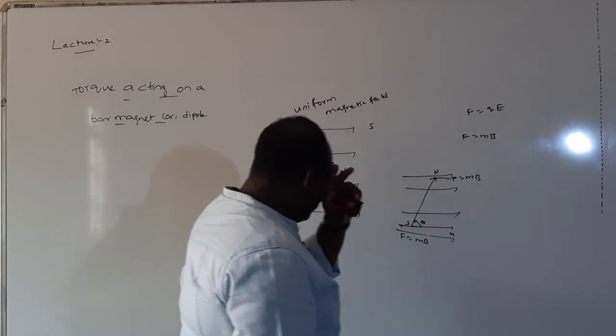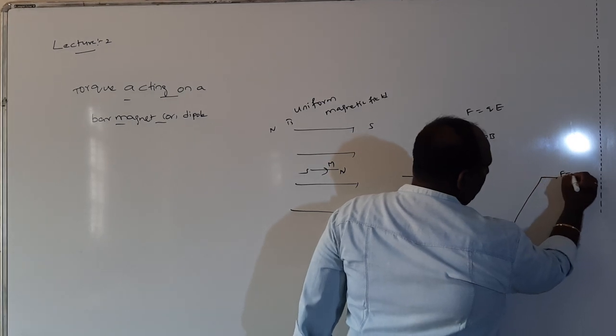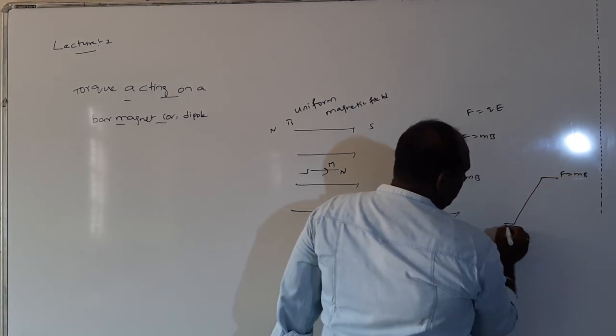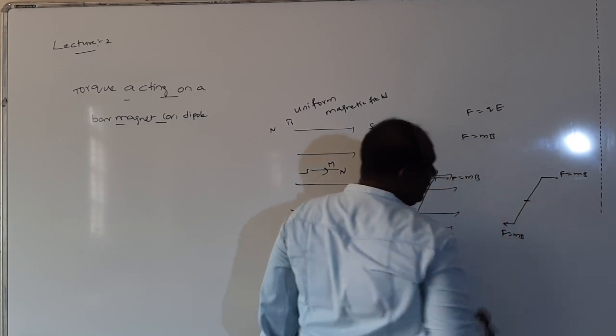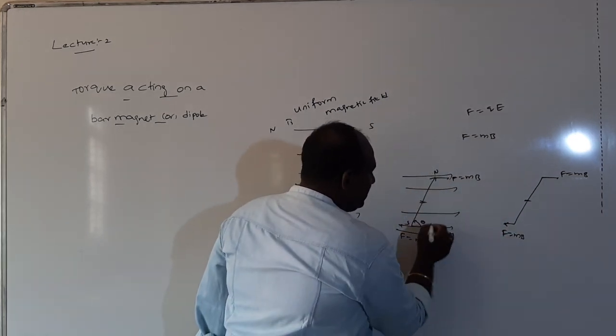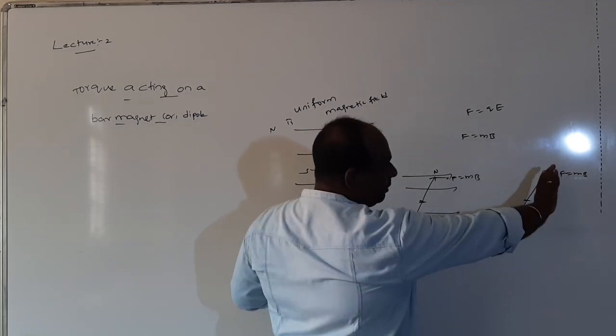See here, I will draw the diagram clearly. This is a magnetic dipole. On this dipole, one force mB acts in this direction, and one force mB acts in the opposite direction. If the magnetic needle is fixed at the center, then what will happen? This force tries to rotate the body in this direction.